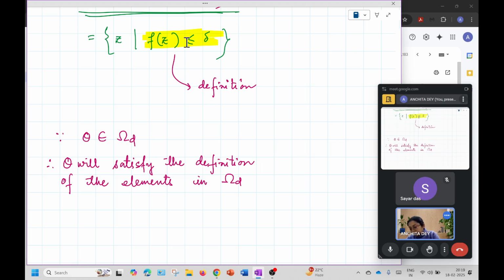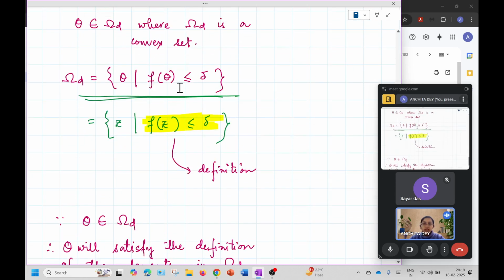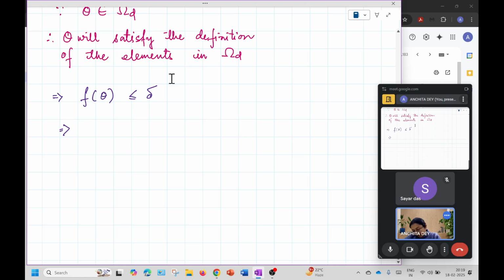So therefore, this implies f of theta is less than or equal to delta. But what is my f of theta? F of theta is given by norm of theta squared minus a. So we have norm of theta squared minus a is less than or equal to delta. And then this is very easy to do. We do a side changing and then we take a square root.